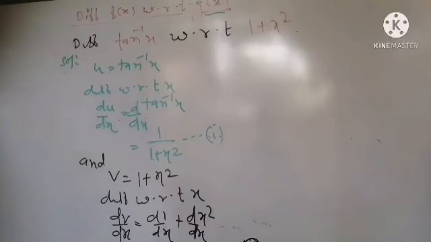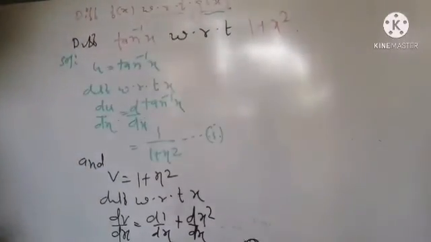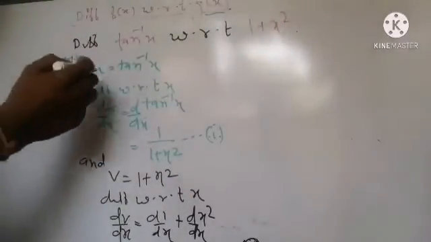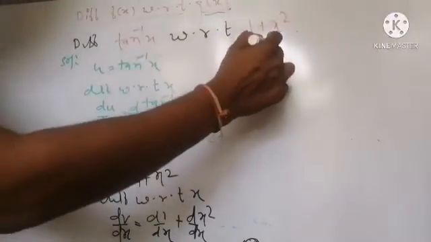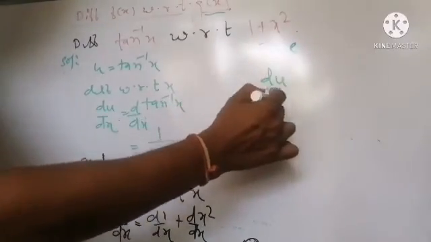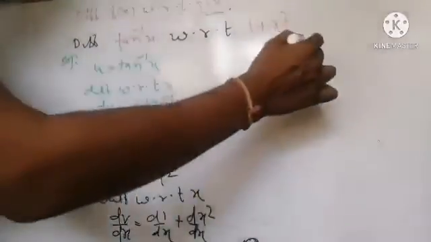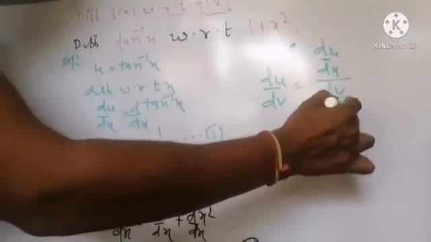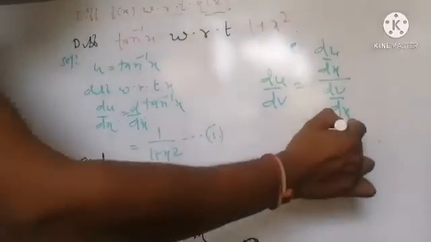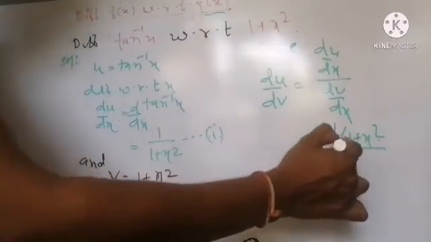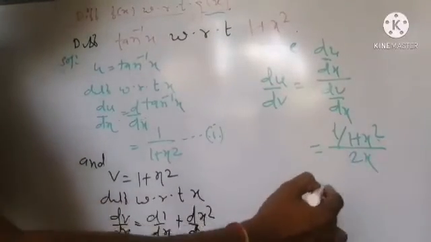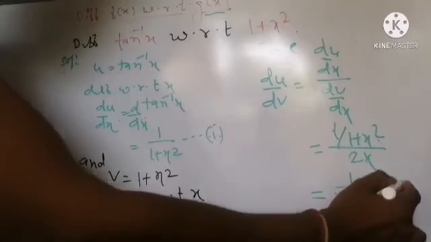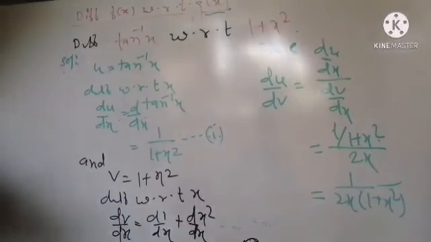But we want to find tan inverse x with respect to 1 plus x square. As u is tan inverse x, v is 1 plus x square. That means u with respect to v. Since u and v are both functions of x, we put du by dv as du by dx divided by dv by dx. Finally, from equation 1, du by dx is 1 upon 1 plus x square divided by dv by dx, which is equal to 2x, which is our answer, or 1 upon 2x into 1 plus x square. Numerator and denominator come into the product of the denominator.